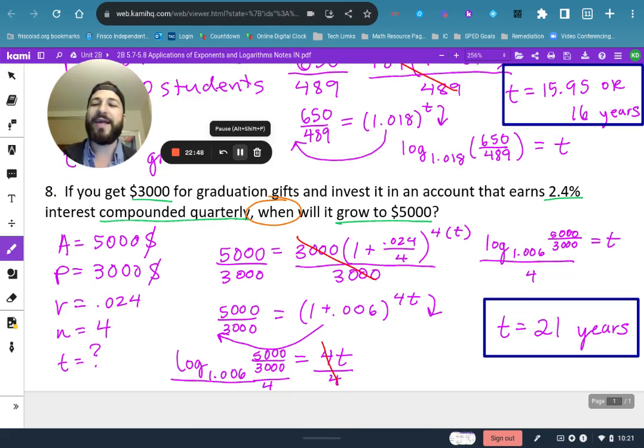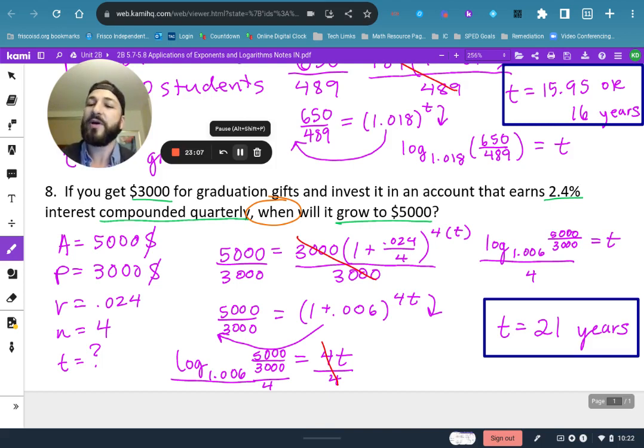All right, y'all, let's talk 8. So 8, if you get $3,000 for a graduation gift and invest in an account that earns 2.4% interest compounded quarterly, when will it grow to $5,000? So this is compounded, so we're looking for that end value as well. It's going to be increasing. We don't have to worry about growth or decay with compound interest.